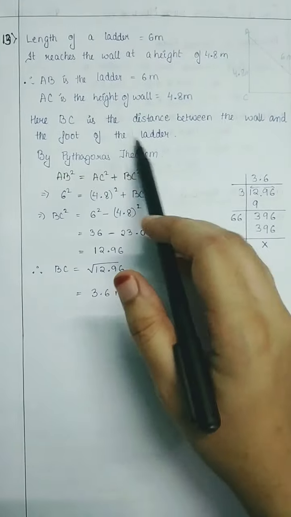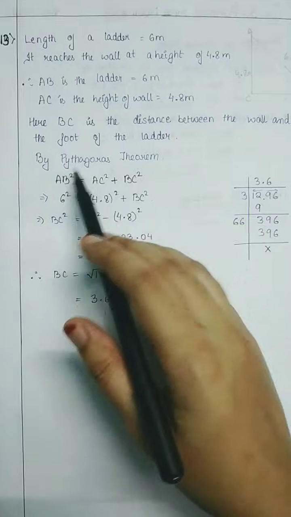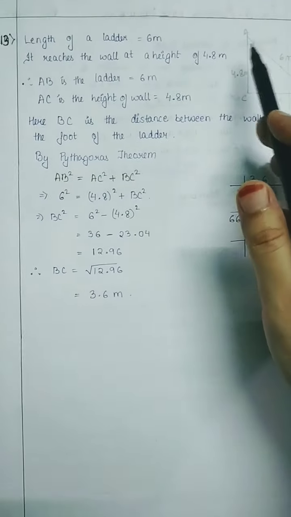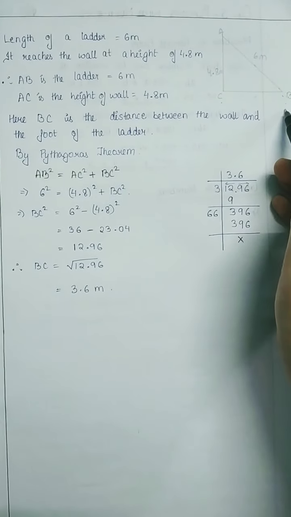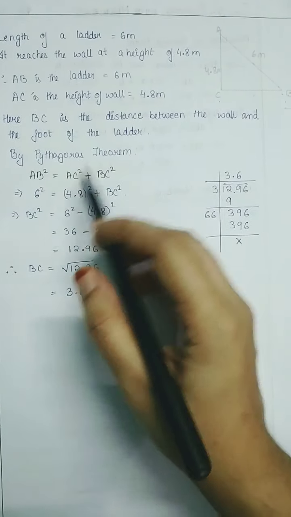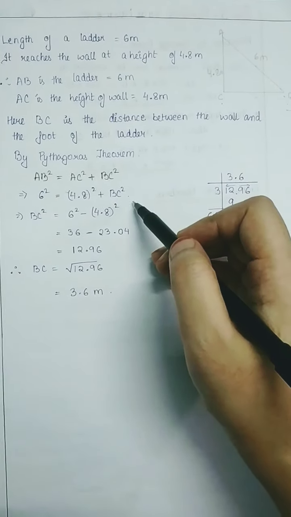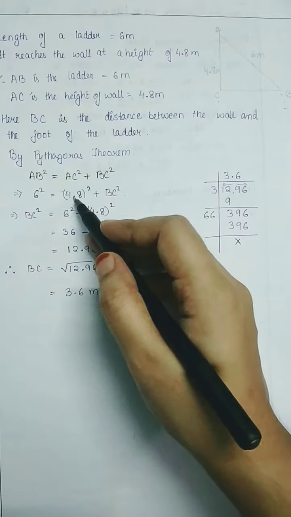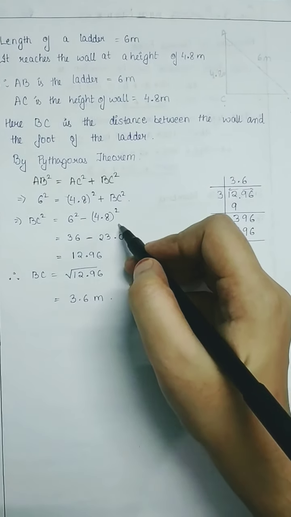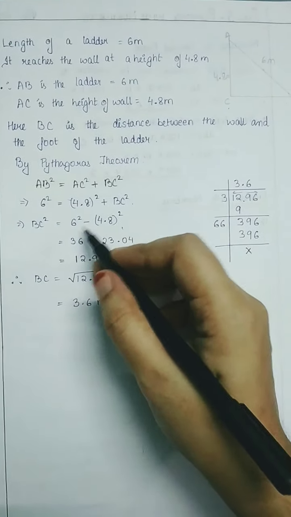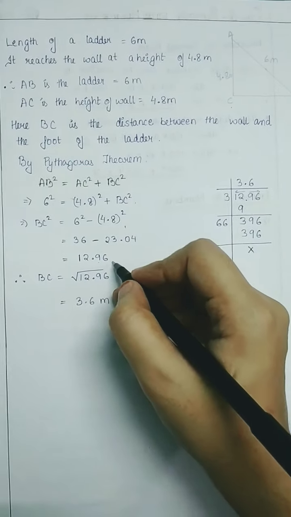So now let BC be the distance between the wall and the ladder. Then applying the Pythagoras theorem, we know AB square is equal to AC square plus BC square. Solving it, we have 6 square is equal to 4.8 square plus BC square. Now we'll leave BC square here. This will move to this side, so it will be subtracted. So 6 square minus 4.8 square. Now 6 6s are 36 minus 23.04 will give you 12.96.